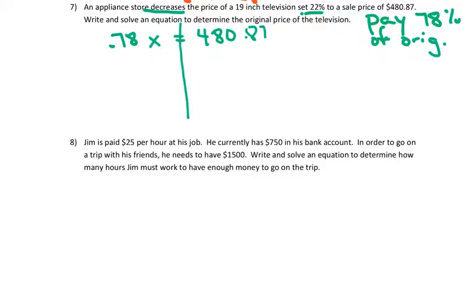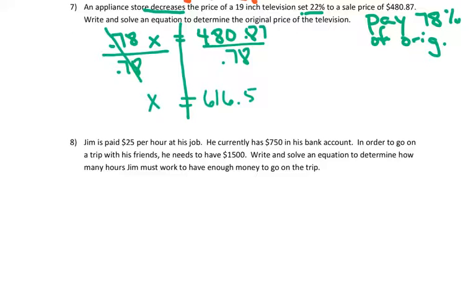So once we have it set up, we can use our properties of equality. Here I need to use the division property of equality to get x by itself, so divide both sides by 0.78. And 0.78 divided by 0.78 is 1, so I'm left with 1x. And then you would obviously want to use a calculator to do 480.87 divided by 0.78, and you should end up with 616.5.